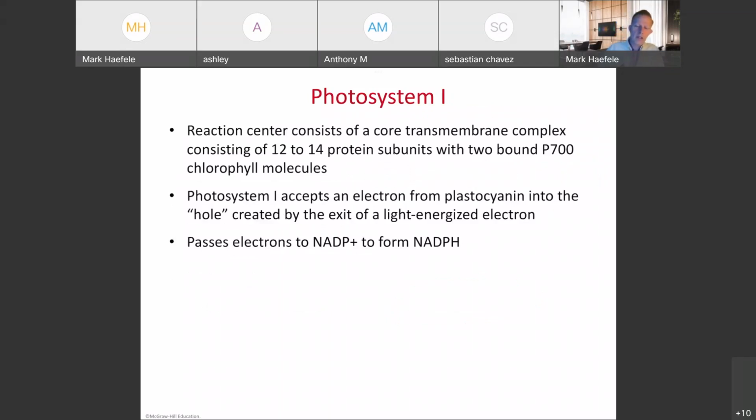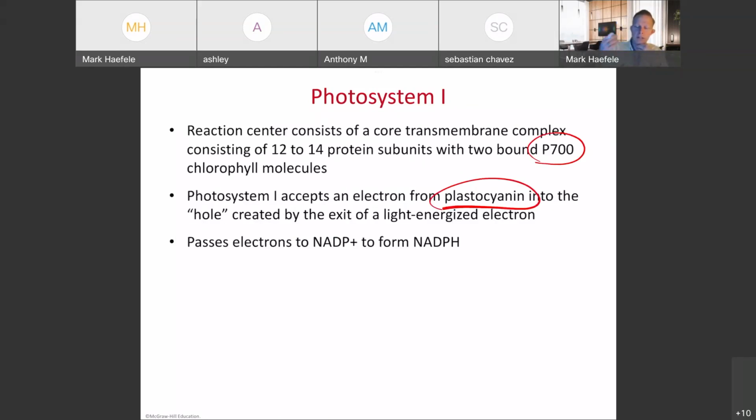So the Photosystem I then is basically going to have a complex of transmembrane proteins, a little bit more, about a dozen or so of these subunits. They're going to be bound to two P700 chlorophyll molecules, so slightly different in absorption spectrum. So they're going to be absorbing a slightly different wavelength of light. And so this is designed to basically take an electron from plastocyanin.